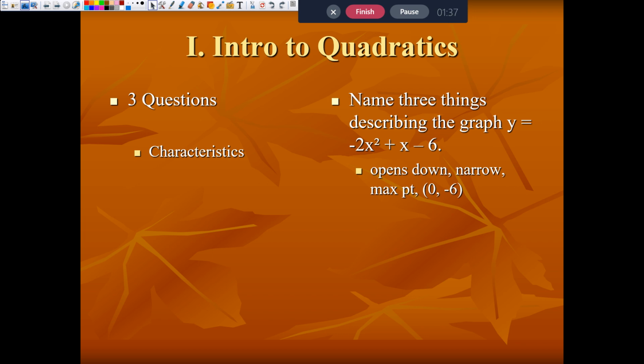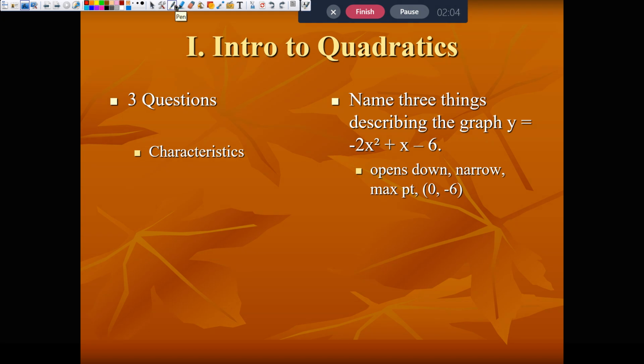And then our 6 is our y-intercept. So our y-intercept is 0, negative 6, and then it has a maximum point. Okay? That's also told by the A because it opens down, so it's going to have a maximum point. Your maximum point is always your vertex. Okay? So, maybe some things to remember.